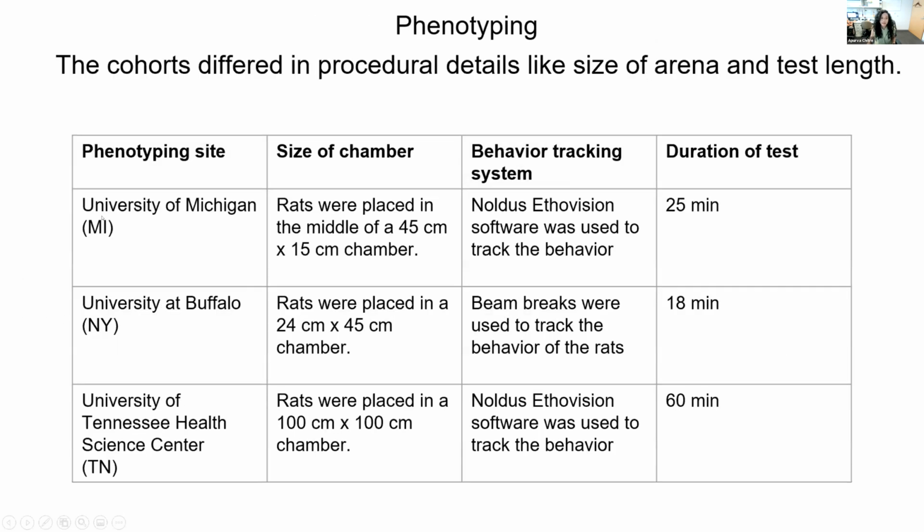And I also wanted to point out that these cohorts differed in procedural details, like the size of arena. For the Tennessee Center, the rats were placed in a much larger open field chamber as compared to the Michigan and New York cohorts. And the Michigan and the Tennessee cohorts also used an automated video analysis software, whereas the New York cohort used beam breaks to track the behavior of the rats. And the duration of the test is also much longer for the Tennessee cohort as compared to the Michigan and New York. So there were procedural differences between the different cohorts.